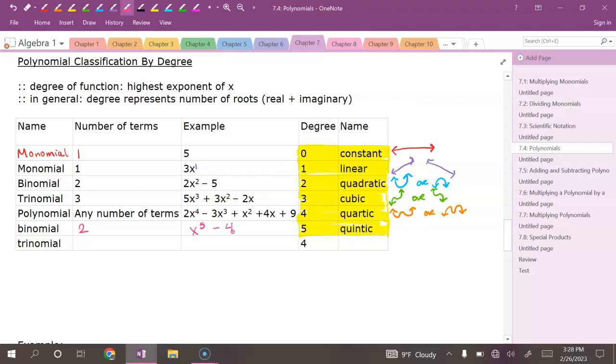It's quintic. Now, what does the quintic graph look like? It's pretty similar to the quartic. It just has one more turn so that your arrows end up going in opposite directions.